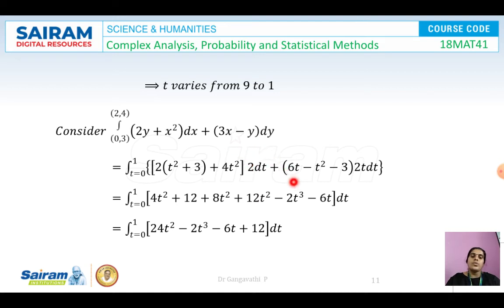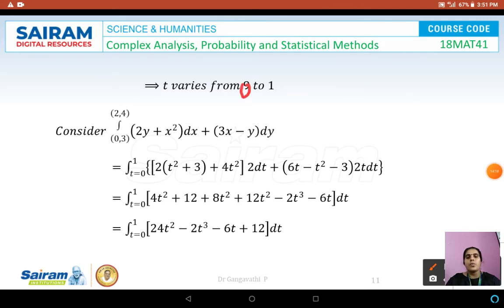And 3 into 2t is 6t. And y is t square plus 3 minus t, which gives us this. And dy is 2t dt. So since everything is converted in terms of t, only the limits for t we have to write, and t varies from 0 to 1. So this is 0 to 1.